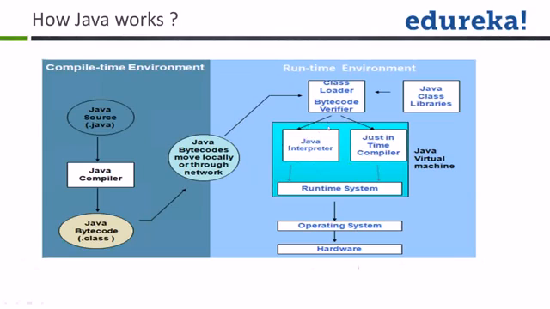I'll tell you. When the bytecode comes, it is getting interpreted by the Java interpreter. Now there are times when a particular part of the code is called again and again, okay? It is used again and again. It is redundant. In that case, what does the interpreter do? It will send that part of the code to the just-in-time compiler. Just-in-time compiler will compile that part of the code and it will save the instructions in the cache memory.